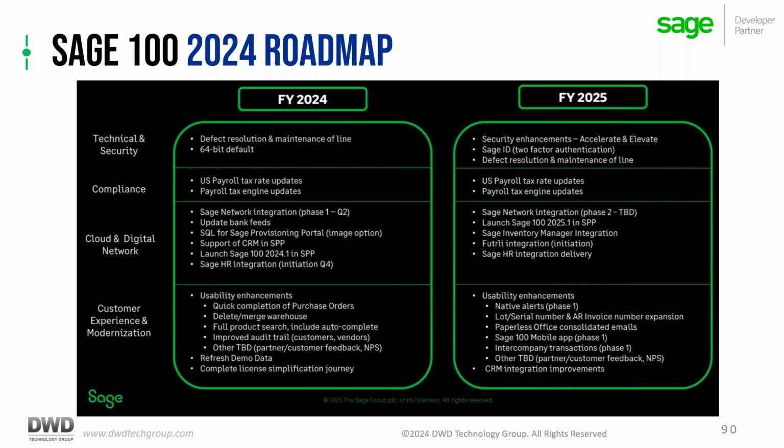2025, though, you're going to see Sage ID brought in. What is that? Two-factor authentication, right? So they're talking about trying to make it so that that is a requirement even with the on-premise stuff, right? Again, trying to secure things.